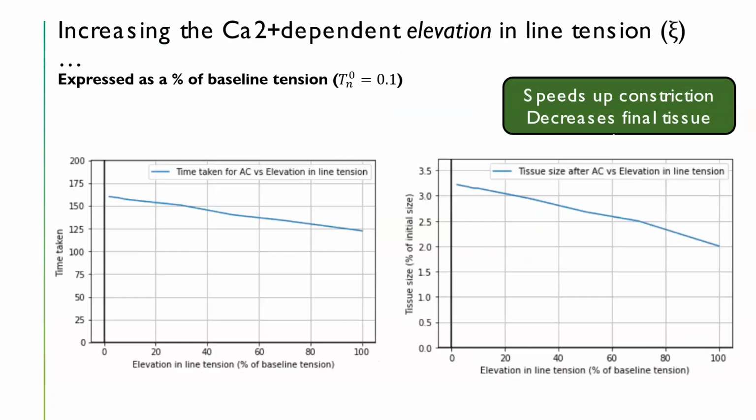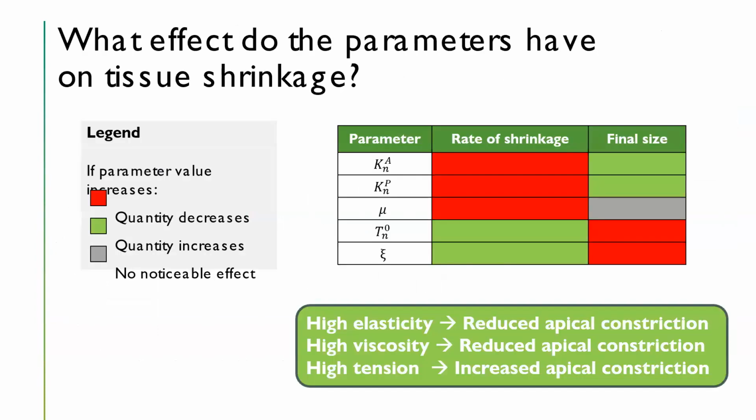And increasing the calcium-dependent elevation in line tension, that's expressed as a percentage of the baseline tension. I must apologize because the formatting has been messed up in quite a few places, so do ask me if something is unclear, please. Increasing the calcium-dependent elevation in line tension speeds up the constriction and decreases the final tissue size again. There's a similar effect to the baseline tension.